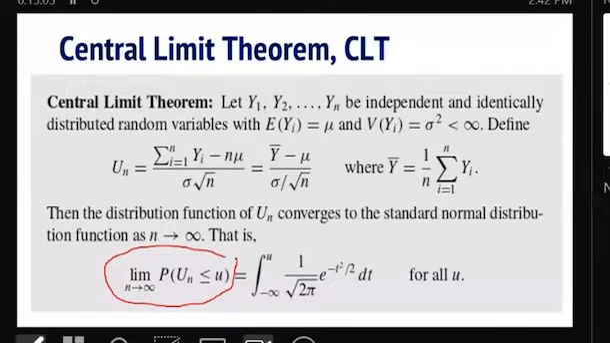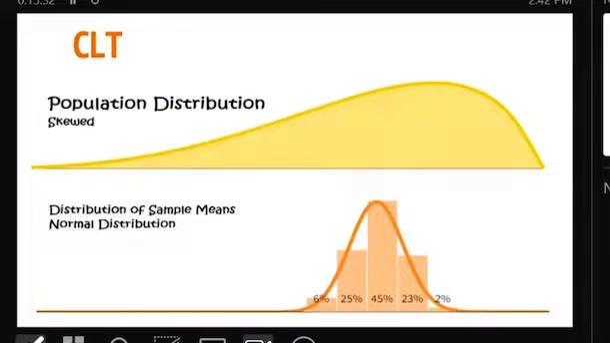If the Un comes from a distribution that is not normal, what we're trying to say is the CDF of that Un from that distribution will converge to the CDF of a normal distribution, provided the sample size is large. We've demonstrated that the other time. That is just the theoretical aspects. Now, this is the graphical demonstration of what I'm talking about.